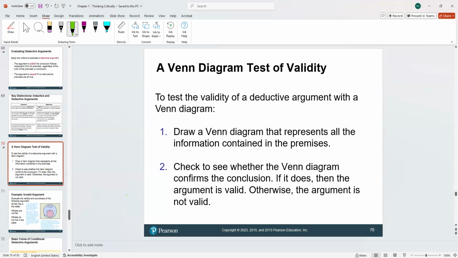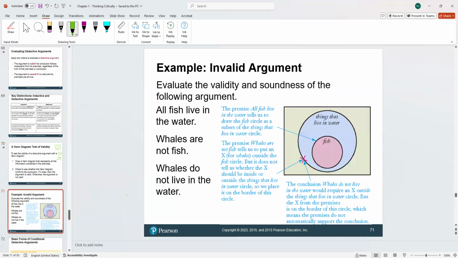Otherwise, it's not. Remember, you can have a Venn diagram where one is inside the other, or a Venn diagram where they are disjoint, with no overlapping, or a Venn diagram where they are overlapping. That means they have something in common, right? So verify that. Look at these examples.